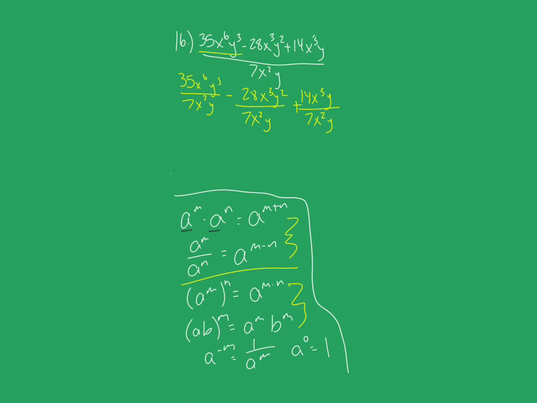So now, on the first chunk, 35 over 7 is just going to become 5. X to the 6 over x squared is x to the 4th because you subtract the exponents. Y cubed over y is y squared. Minus 28 over 7 is 4. X cubed over x is x. Y squared over y is y. Plus 14 over 7 is 2. X cubed over x is x. And the y's cancel. So that's your final answer for 16.